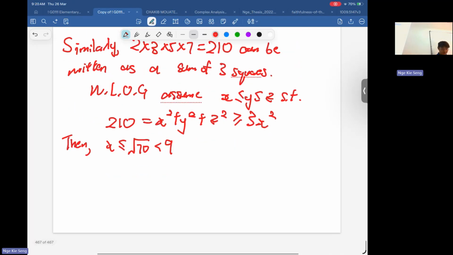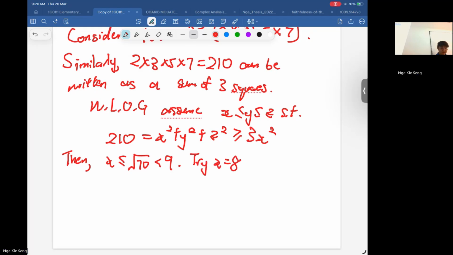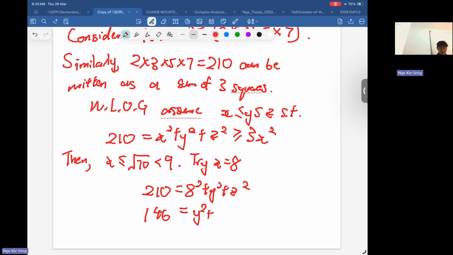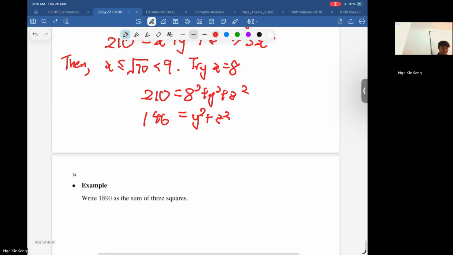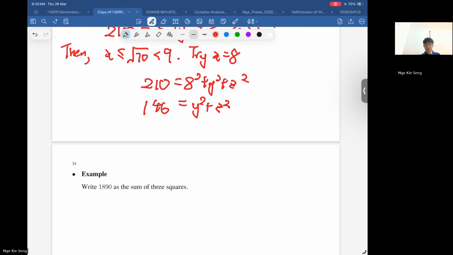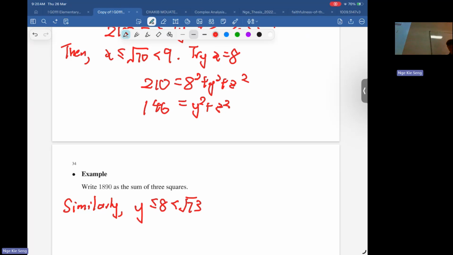Okay. So then you should try 8, maybe. Okay. So let's say we try 8. After we try 8, we ask the question whether 146 can be written as the sum of 2 squares. Well, then what do you do here? Similarly, you play the same trick again. Y should be less than or equal to 8, because square root 66 should be less than square root 73.